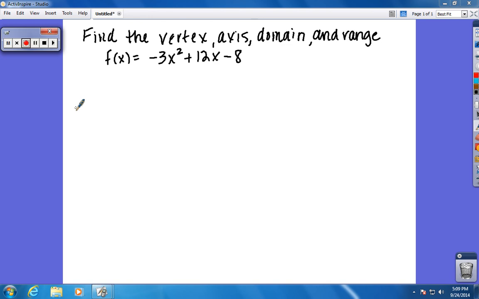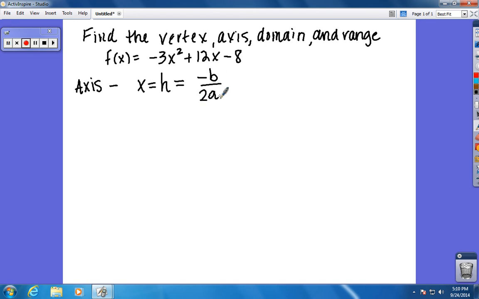Okay, for this example, it's from 3.1 and we're given the equation of a parabola and we are asked to find the vertex, axis, domain, and range. So first I'm going to find the axis, and this is given by the equation x is equal to h, where h is negative b over 2a.